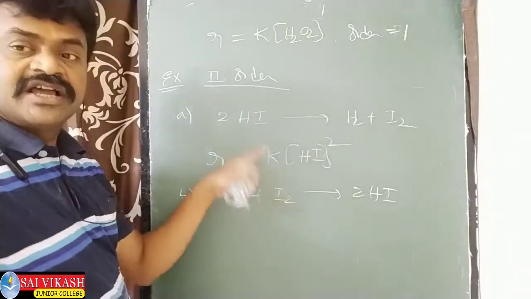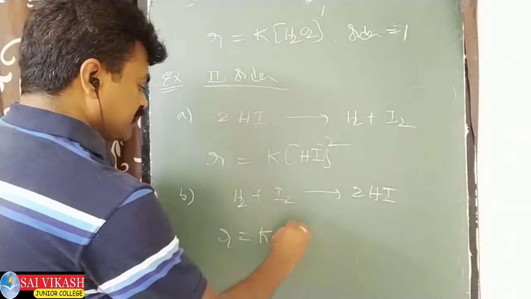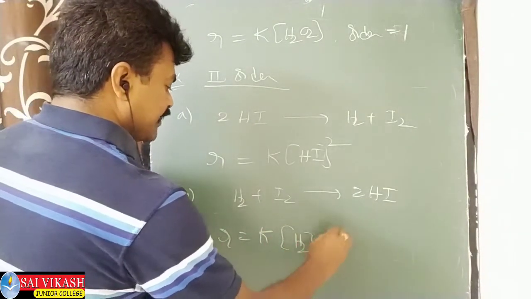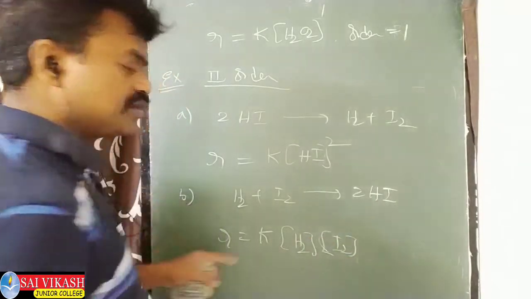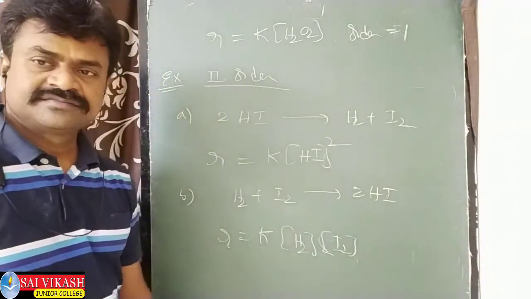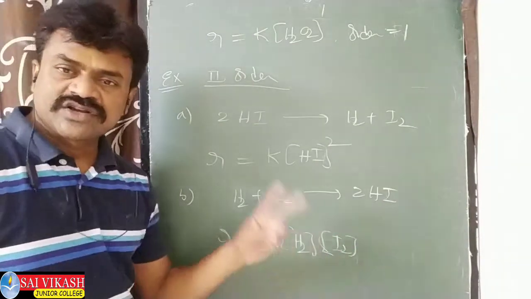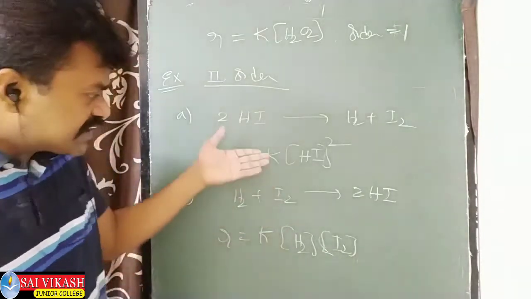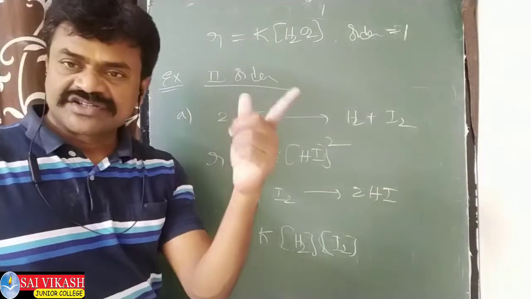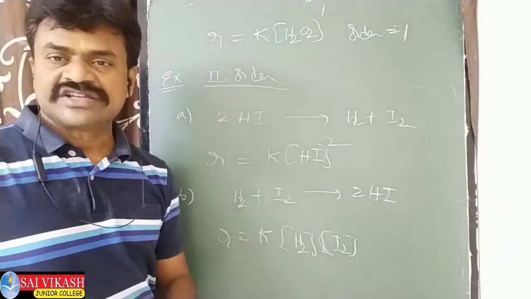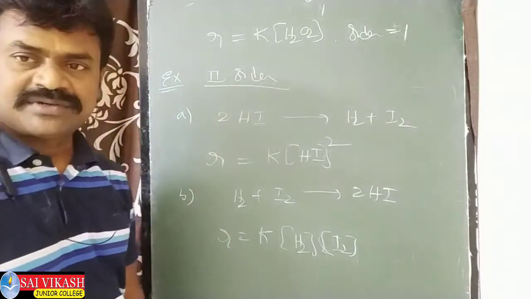If it is the rate determination step, then R equal to K into concentration of H2 into concentration of I2. H2 power 1, I2 power 1. So 1 plus 1, order is 2. So this K is called a second order rate constant. If order changes, K units also change. I will tell you the rate constant units after completion of these examples.